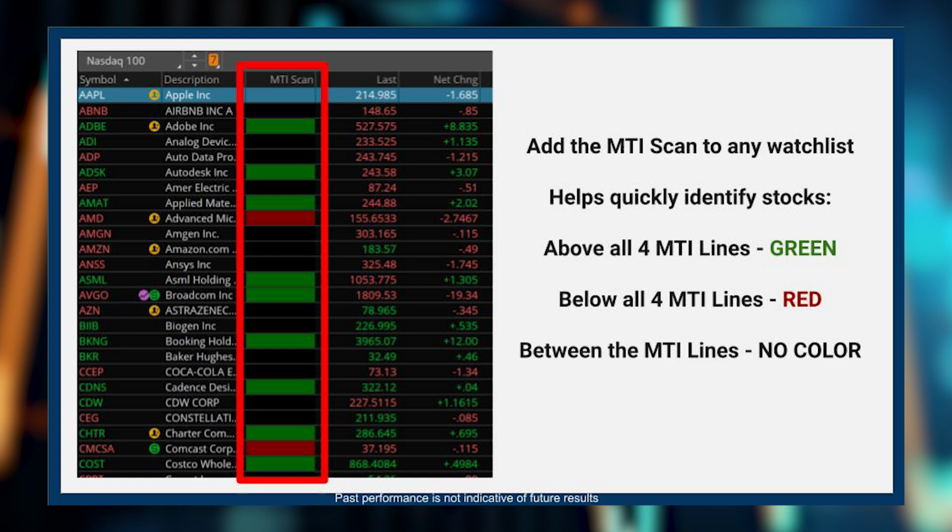Above all 4 lines are green, below all 4 they're red. If there's no color there, that's a stay out. Very simple to read. I have this on my computer that I look at at a glance every day on the stocks that I want to follow.